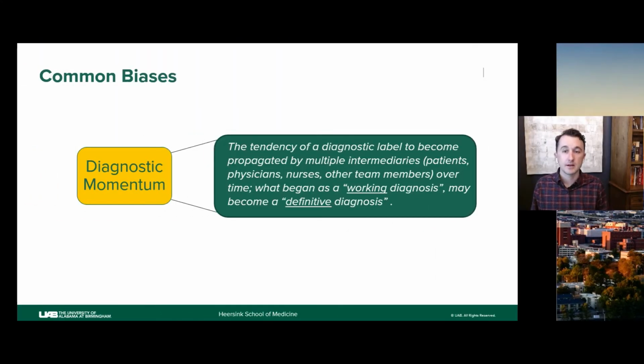Okay, diagnostic momentum. This is a big problem. So this is the tendency of a diagnostic label to become propagated by multiple intermediaries over time. Now, this can be propagated by anybody involved in the patient's care, the patient themselves, physicians, nurses, other team members, and what may have begun as a working diagnosis ends up becoming a definitive diagnosis and gets thrown into every HPI down the road. Okay, we really struggle with this when it comes to psychiatric illnesses, as well as substance abuse disorders.